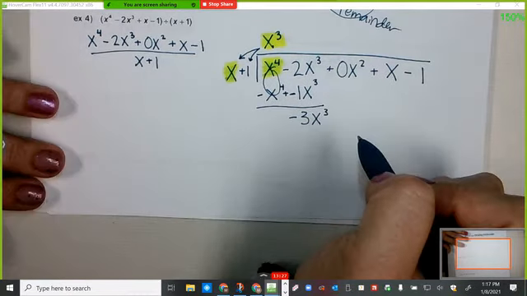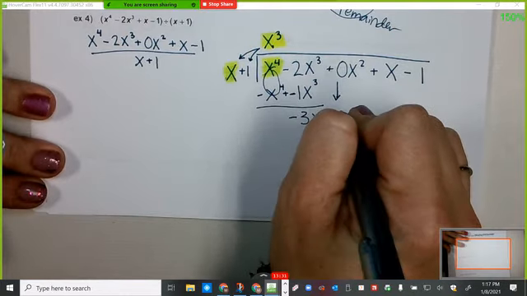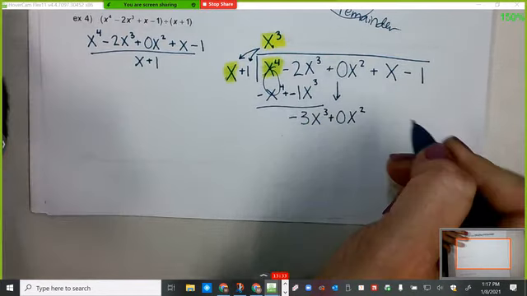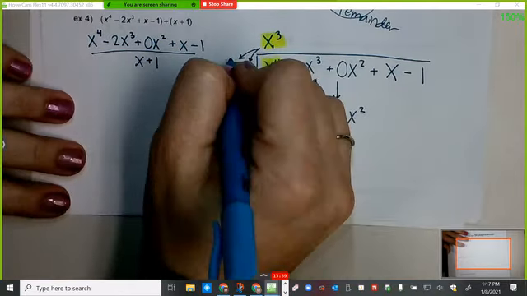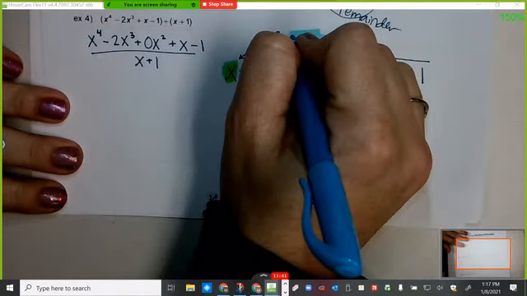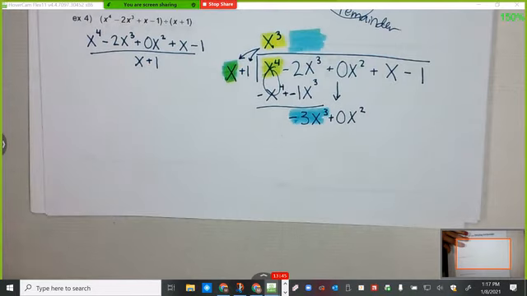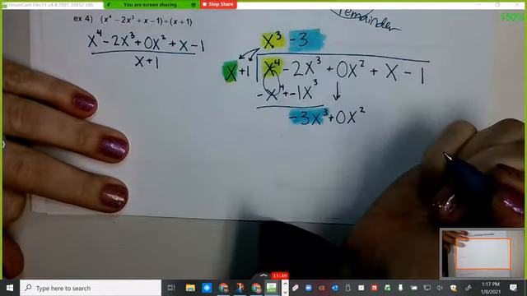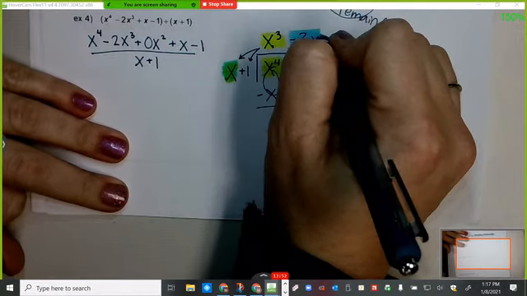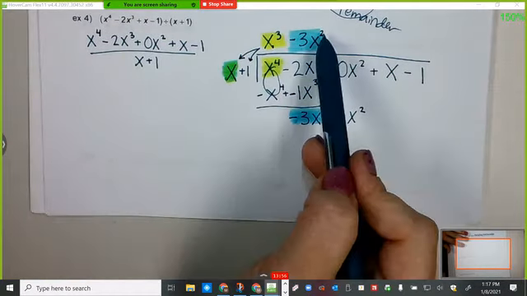Okay, so then I bring down my plus 0x squared. So I'm going to prove to you why you have to do that here in just a second. So x times what is negative 3x cubed? Negative 3 what? X squared, actually, because 2 plus 1 is 3.